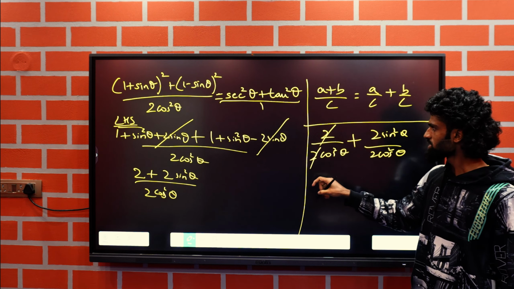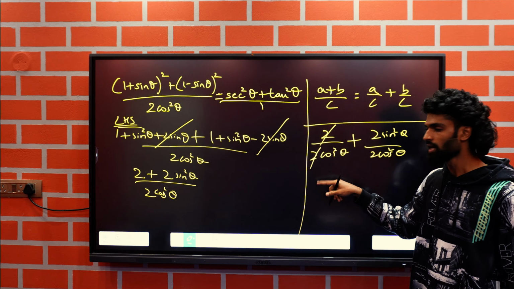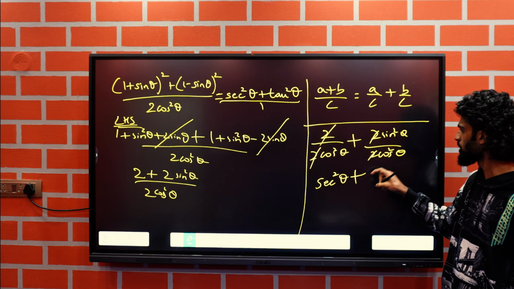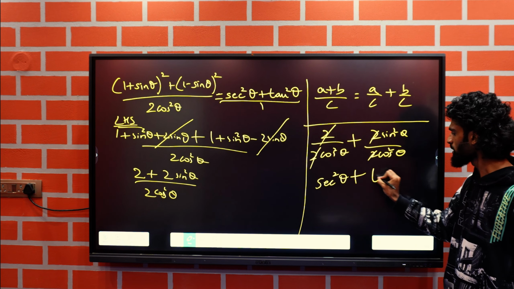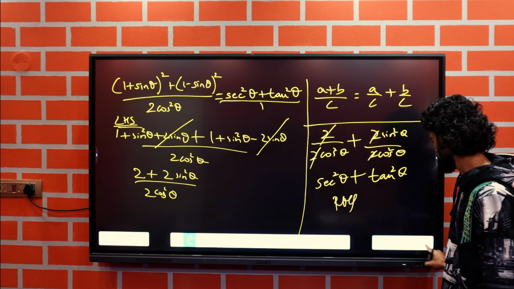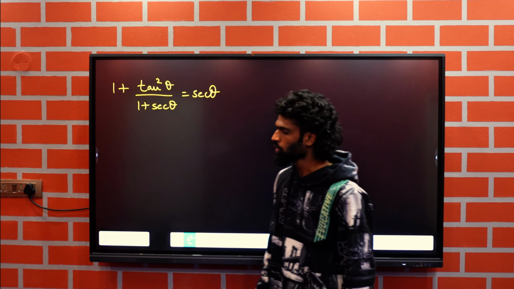Obviously, 2 gets cancelled. 1 by cos square theta is remaining, which is nothing but secant square theta. The plus remains as it is. The 2 cancels out. Sine square by cos square gives me tan square theta. This is your RHS, hence proved. That's it. Now again, what looks more complicated?